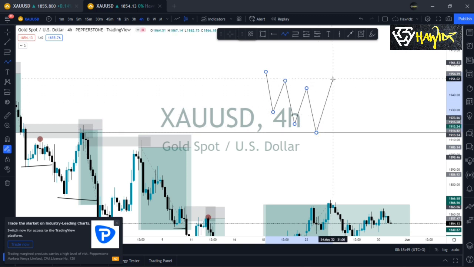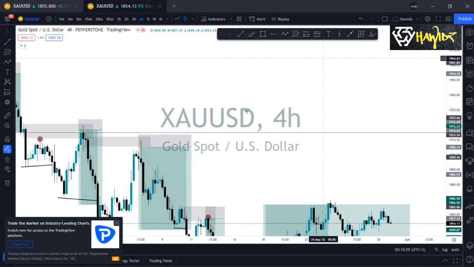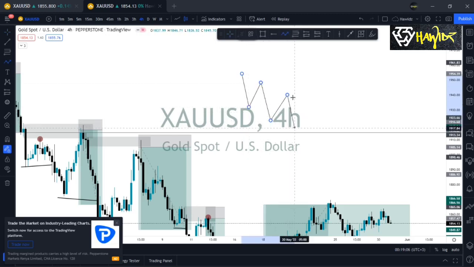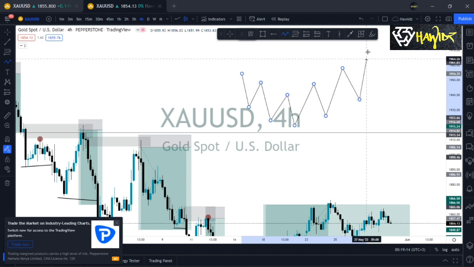So price was moving bearish, boom, boom, boom, boom, and now price is doing what? Price is breaking highs. A break, a test, a break, a test, a break. So I deleted that. Okay, so we had price pushing like this, and now all of a sudden we have this, boom, boom, boom, boom.